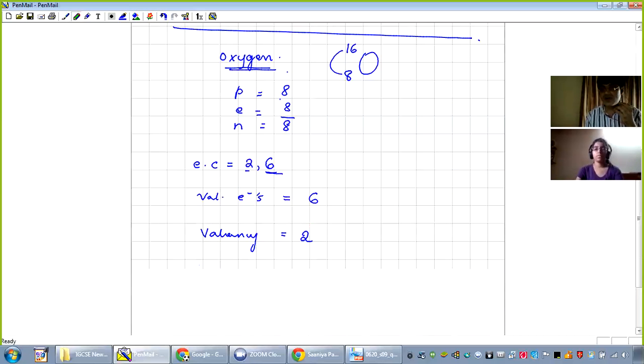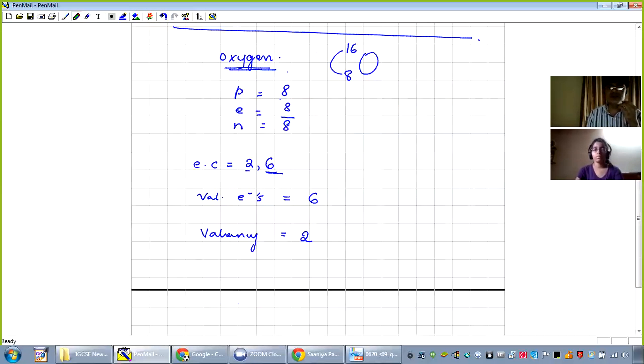Now I'm just going to go to that part of the definition of valency. Before that, I'll also draw the atom of oxygen, because in some cases you will be asked to draw these atoms. So this is the first part, that is your nucleus. This is your oxygen atom, in which there are 8 protons, there are 8 neutrons.